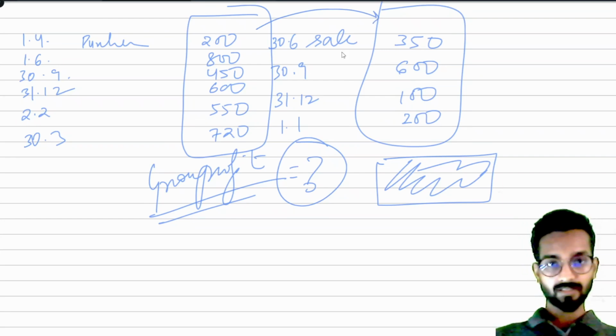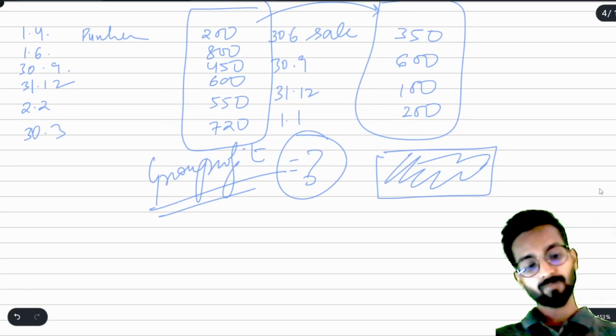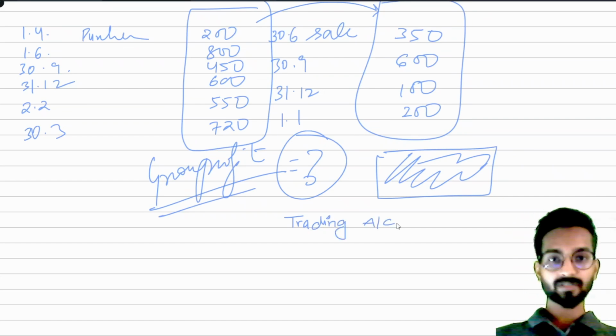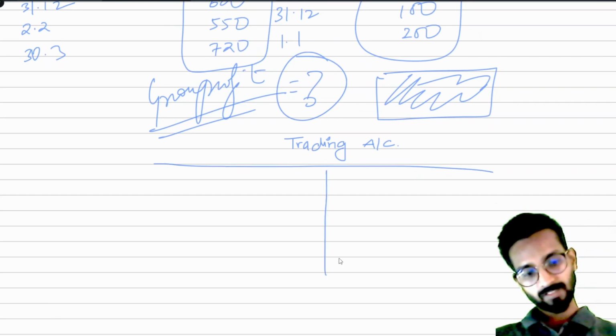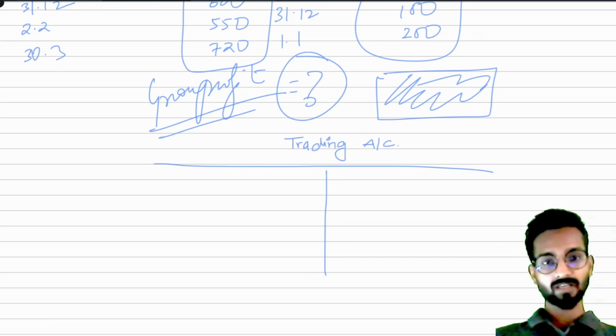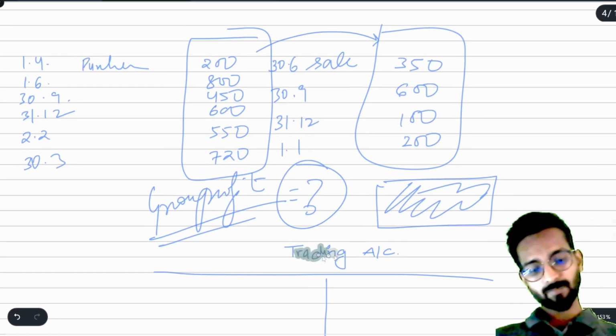How to find it? See, the problem now is how to find the gross profit, and how the problem will be solved. The thing we are going to prepare is your trading account. How will it help us? Check. If I tell you that in trading account, let's say the entire purchases, I will tell you how the journal entries are formed, just be with me. Or before trading account, let's just apply simple logic.